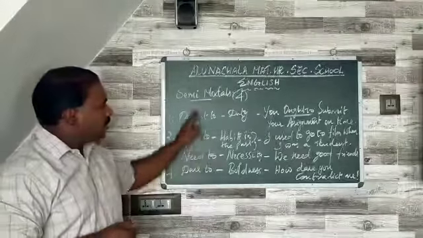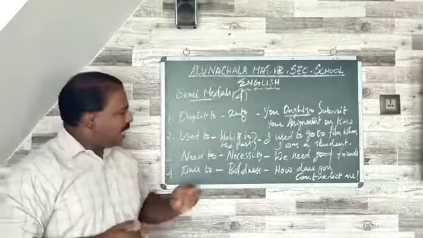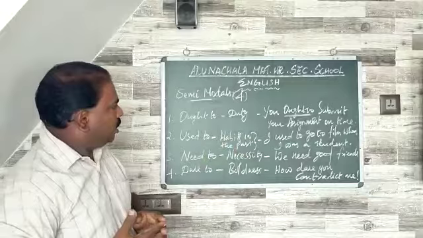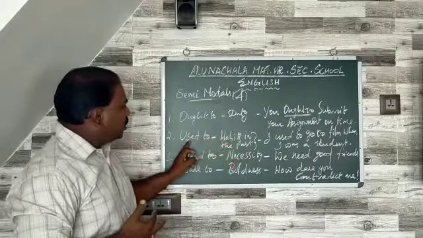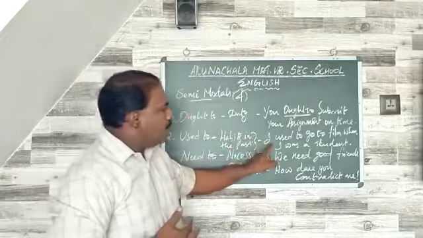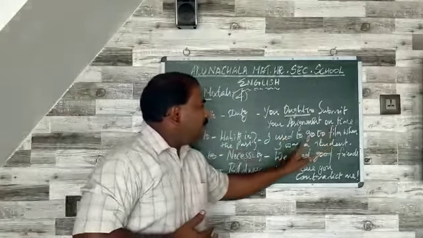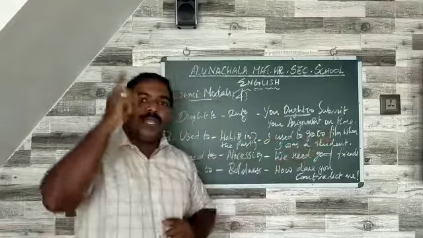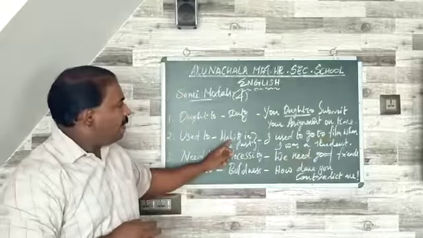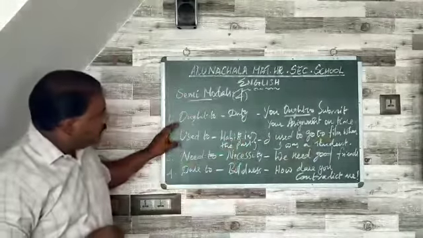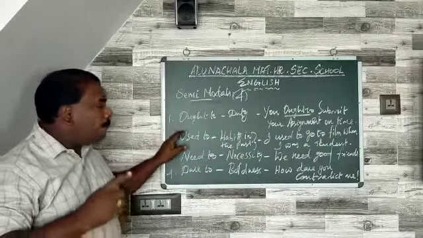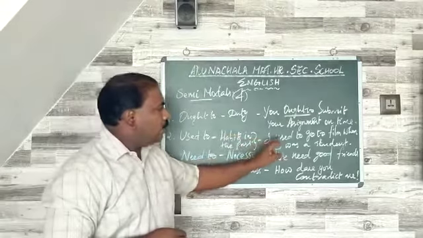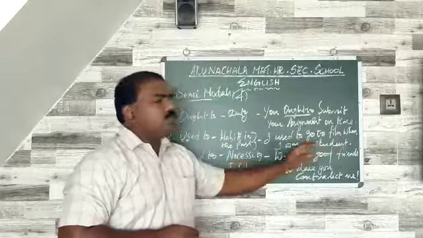Right now the next one is used to. Used to is a semi-modal that we use for habits in the past. That is the exact meaning of the semi-modal used to. An example: I used to go to film when I was a student. That is the habit in the past. So with this semi-modal, we use past habits in past incidents.